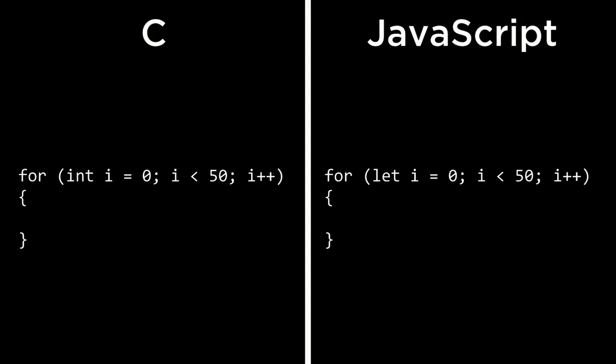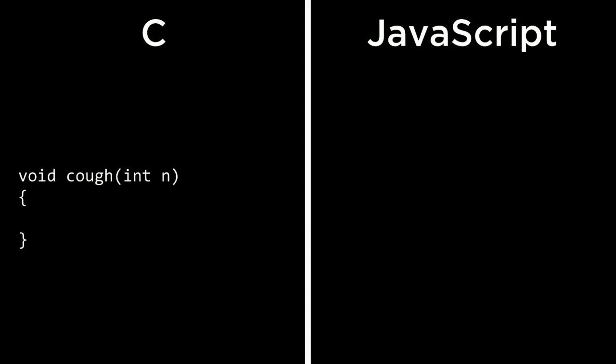Again, the only change here is that we've replaced int with let, and we'll use let to introduce new variables for the first time. In C, when we decided that we wanted to create a new function, like this cough function, that took an integer parameter called n and had a return type of void, meaning there was no return type, this is how we did it.